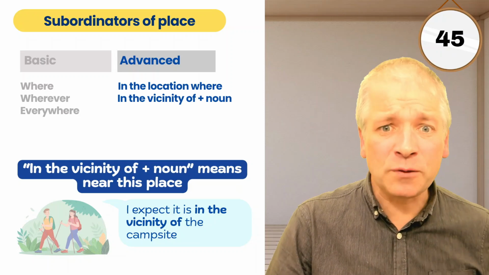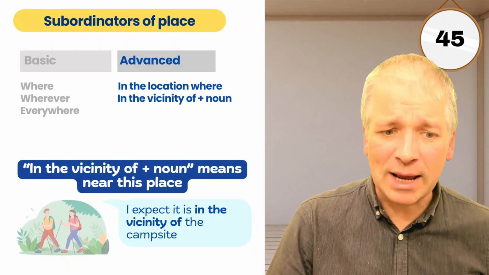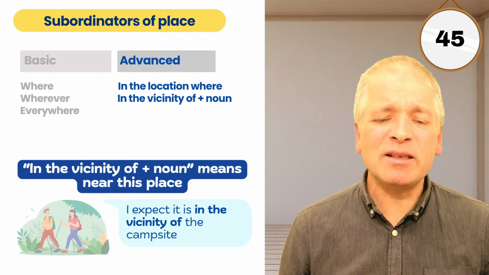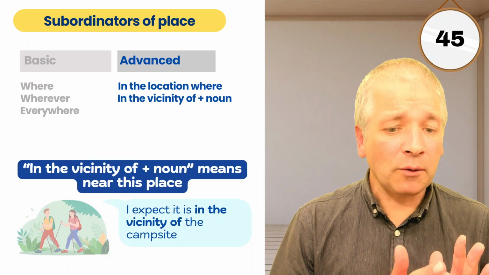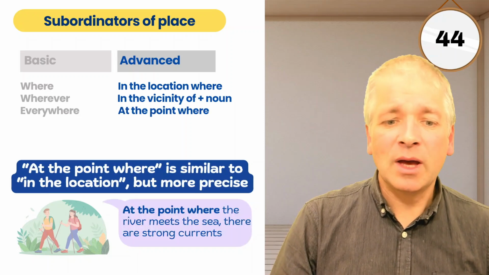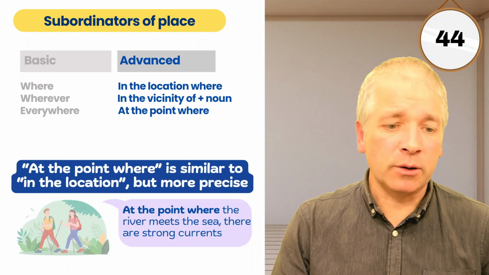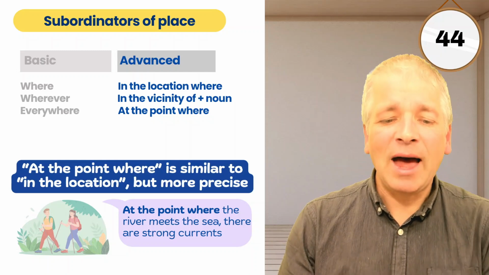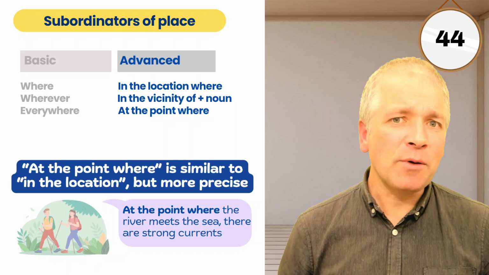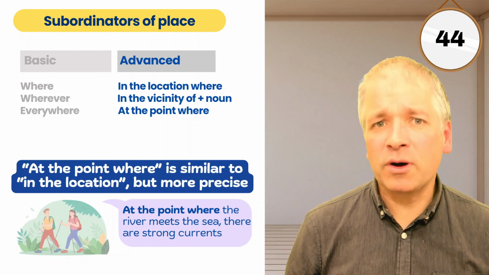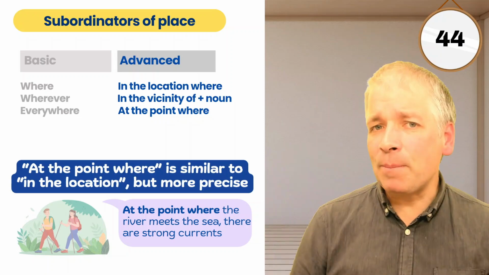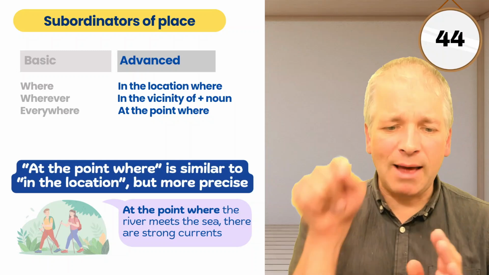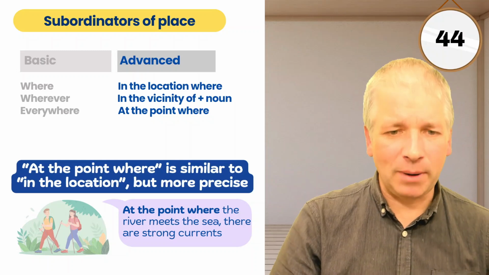In the vicinity of is followed by a noun or noun phrase, and it means near this place. I expect it is in the vicinity of the campsite. At the point where is similar to in the location, but even more precise than that. At the point where the river meets the sea, there are strong currents. So not around the place, not near the place, but exactly on the place. At the point is exactly on the place.